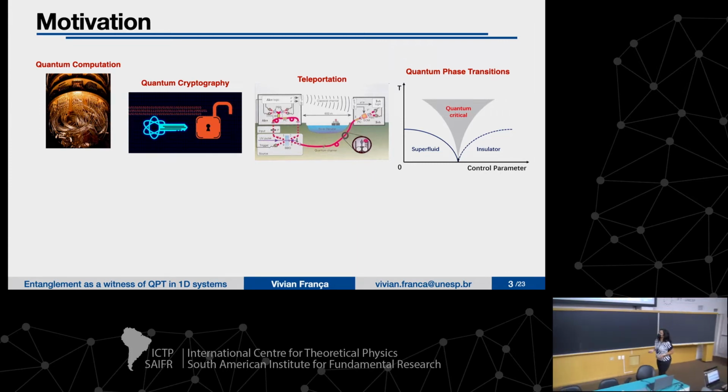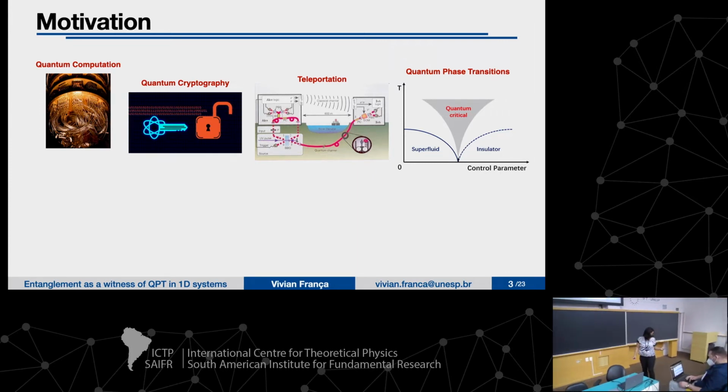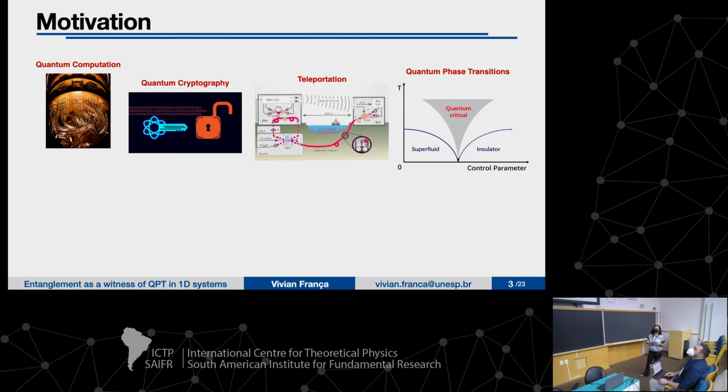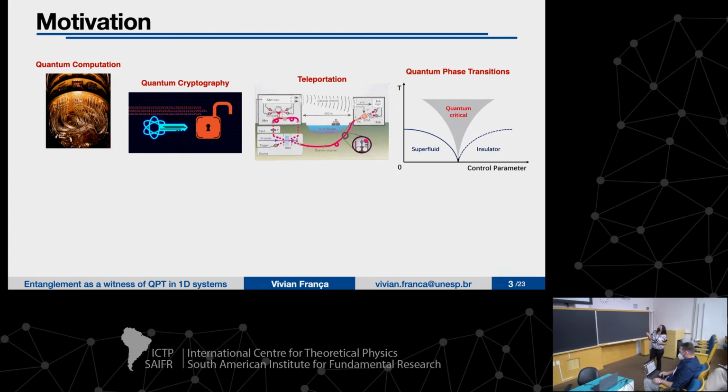When we think about entanglement, the first thing that comes to our mind is typically these nice applications in quantum technologies, such as quantum computation, quantum cryptography, teleportation. But of course, and it's more recent, we can also use entanglement to detect or to witness quantum phase transitions with respect to a certain parameter.